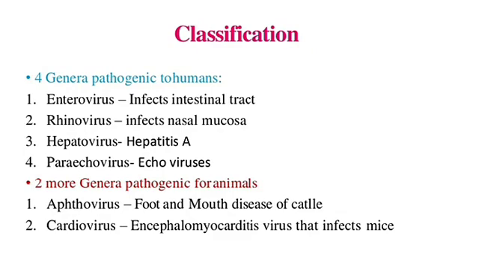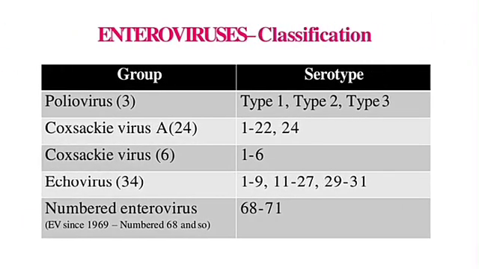Classification: the four genera pathogenic to humans. One is enterovirus, which infects the intestinal tract; rhinovirus, which infects the nasal mucosa; hepatovirus, which causes hepatitis A; and parechovirus, which includes the echovirus. Two more genera are pathogenic for animals. Aphthovirus causes foot and mouth disease of cattle. Cardiovirus causes encephalomyocarditis virus infection in mice.